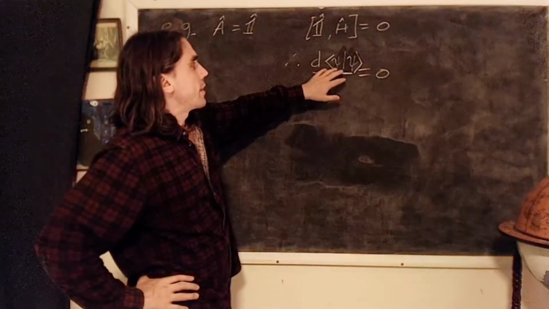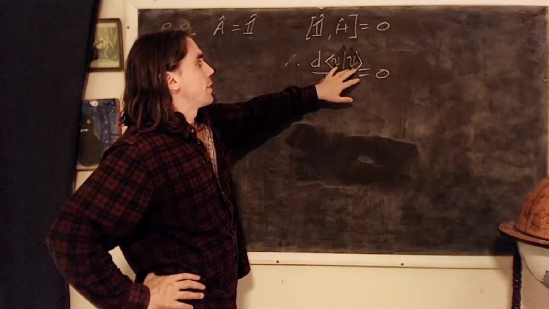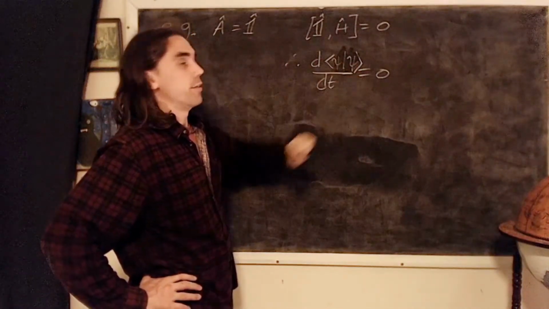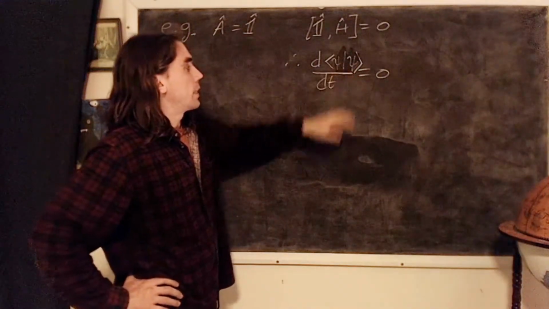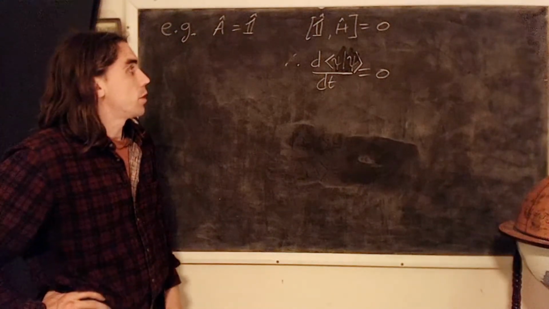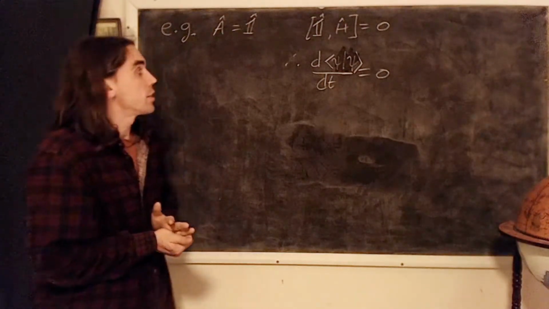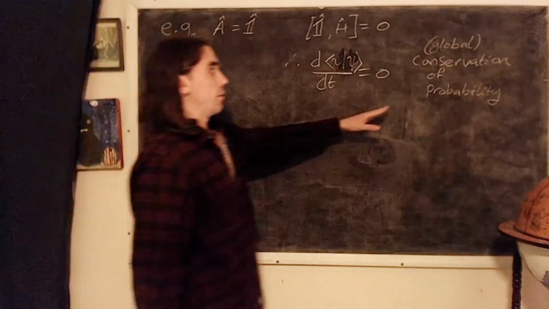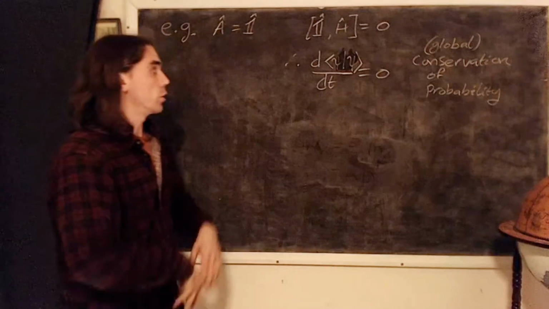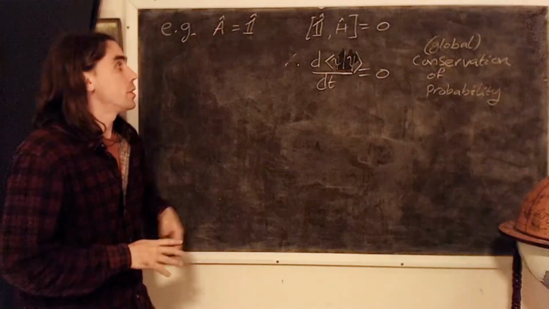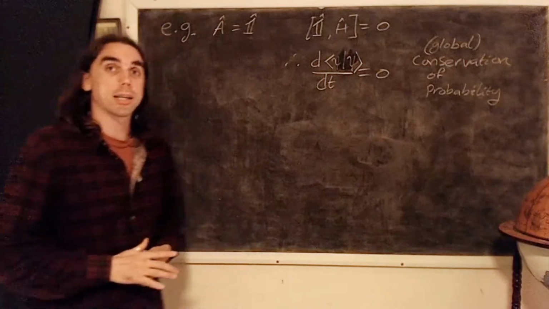And so we see that the inner product of the state psi with its Hermitian conjugate has time derivative 0. But this object here is nothing other than our probability density, rewritten in terms of bras and kets. So this is just the conservation of probability, or in particular the global conservation of probability. The total probability to find the particle somewhere in the universe is always equal to 1, and so this follows. Let's take a look at another example.